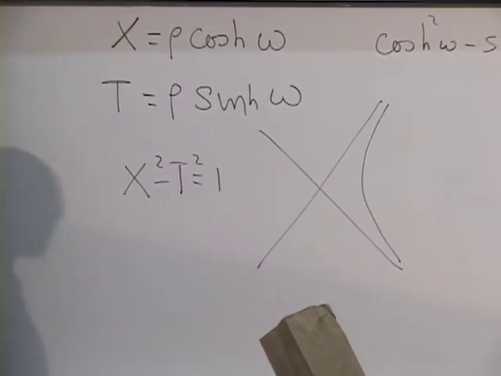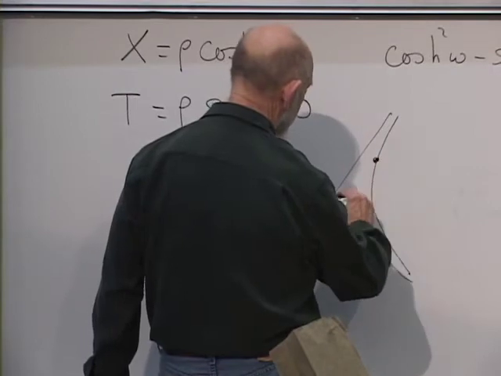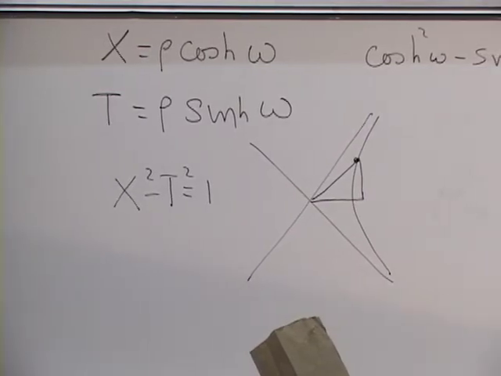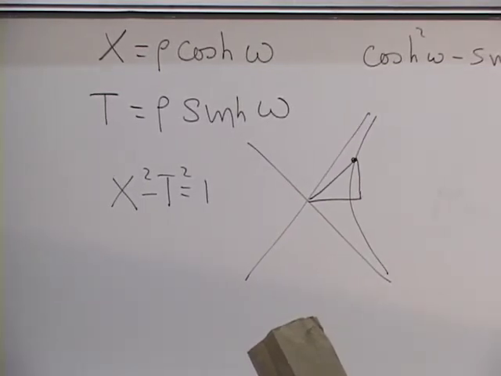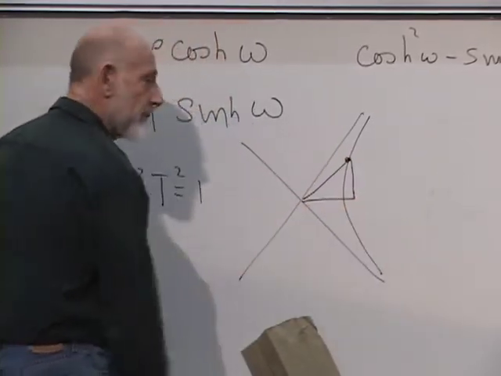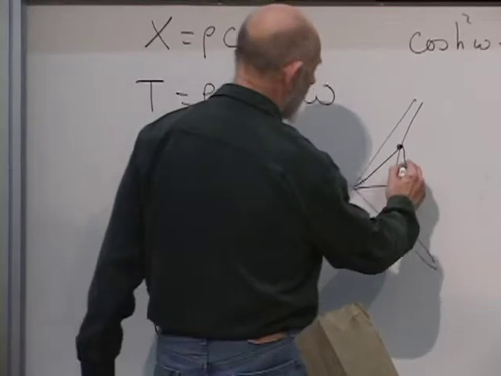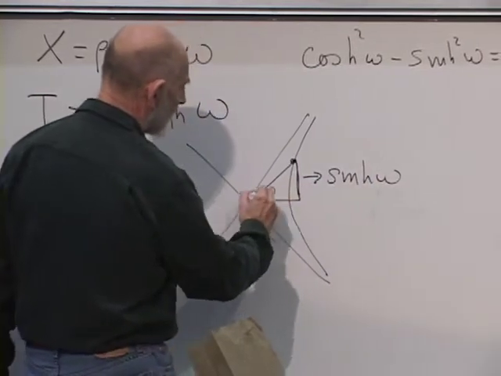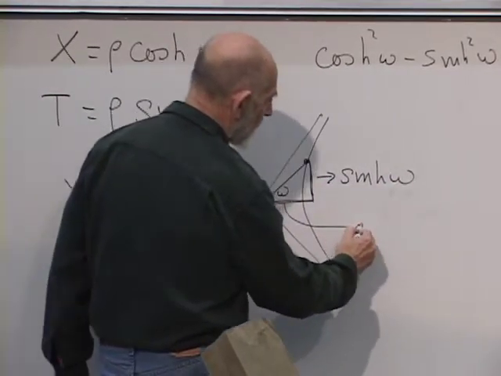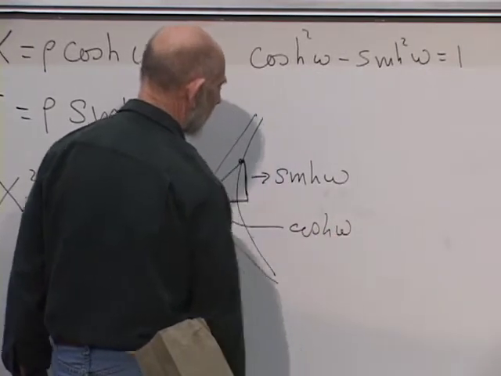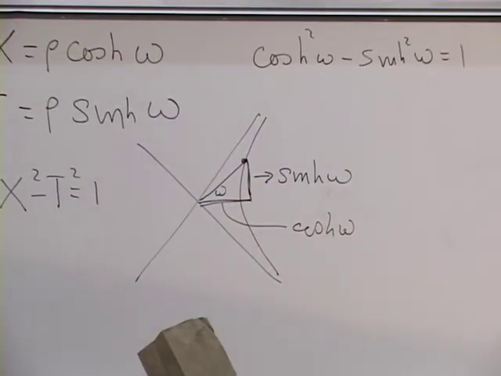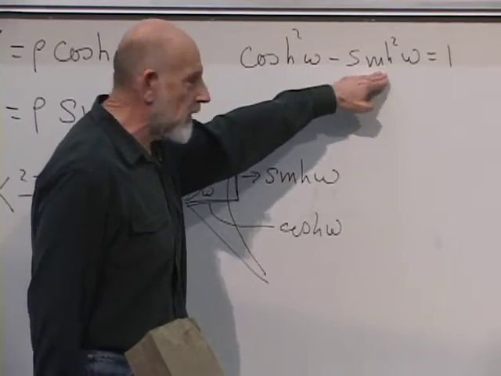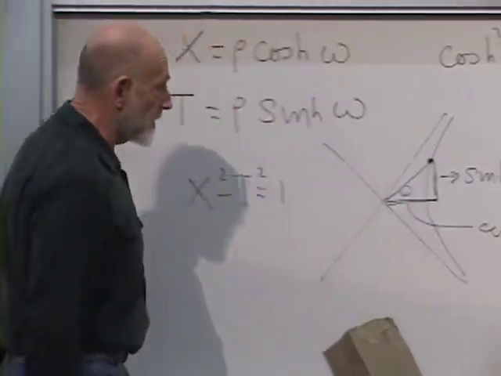And now take a point on that unit hyperbola, any point, and draw the same kind of right triangle that we drew for the circle. Take a point, drop a perpendicular. This side here is hyperbolic sine of the angle, and this side here is hyperbolic cosine. So everything is exactly the same except for a sign change, and that sign change manifests itself in a sign change in the relation between cosines and sines.